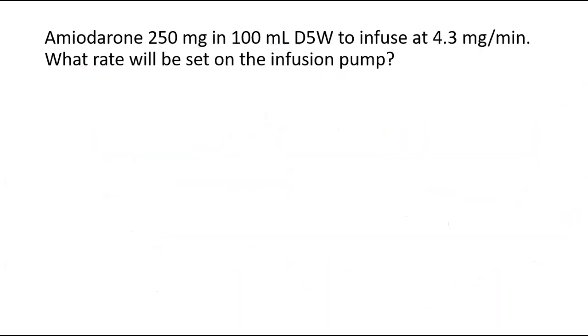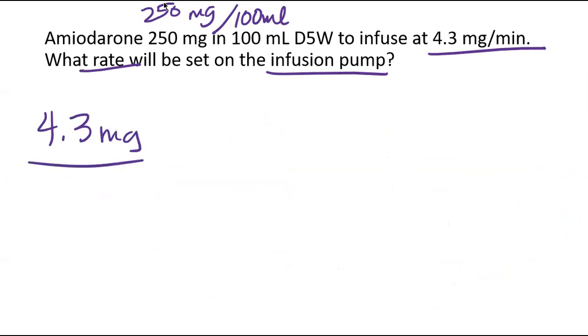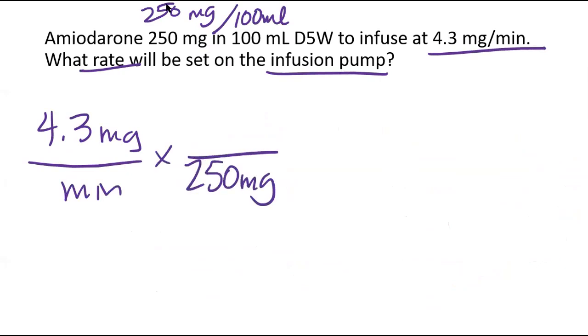Now we have 250 and 100. That's what you have: 250 milligrams in 100 mLs. You are giving it at this rate, and you want to know what rate to put on the infusion pump. Start with the rate, 4.3 milligrams per minute. Now we're going to get rid of milligrams. We're going to go 250 milligrams, and put 100 mLs at the top.